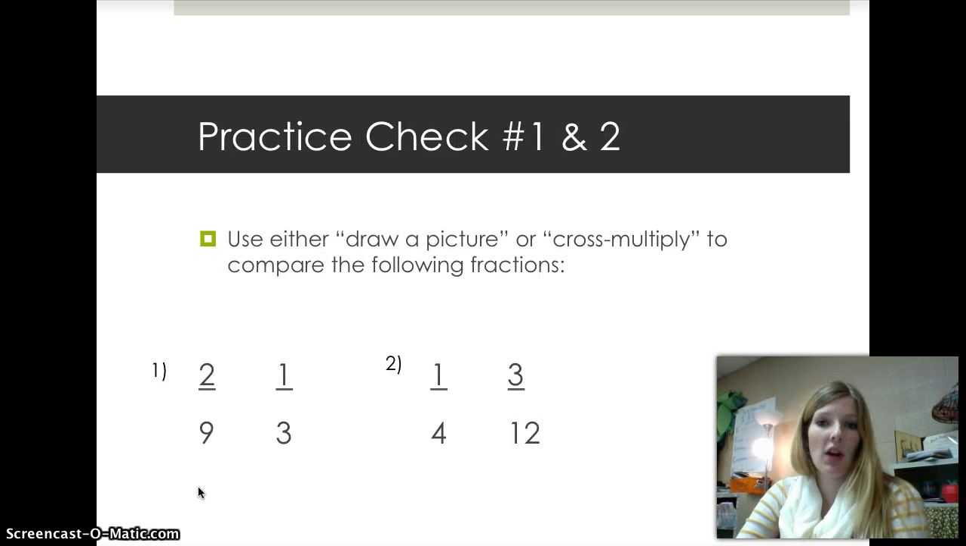Let's do a practice check. You can use either cross multiplication or drawing a picture, whichever method you prefer, whichever is easiest for you. And take a minute and solve problem 1, which is 2/9 and 1/3. Write that down, use your strategy, and figure out which is the greater number. And then we have 1/4 and 3/12. So figure out which number is greater. Go ahead and pause the video while you work it.